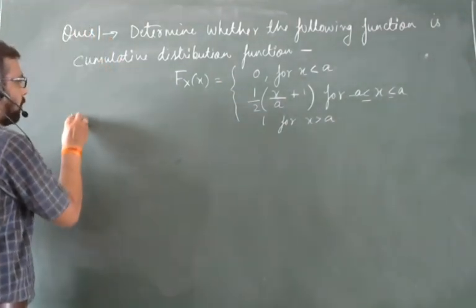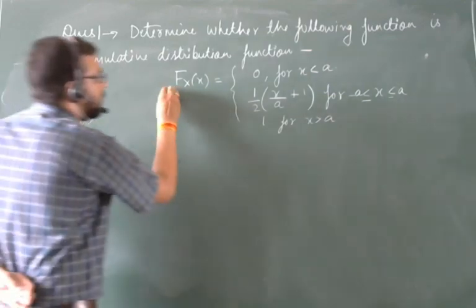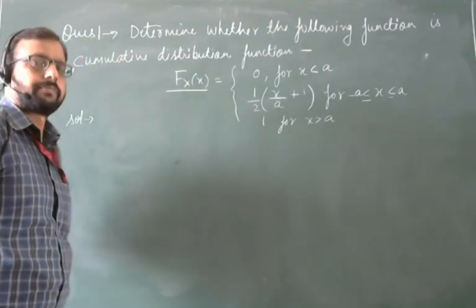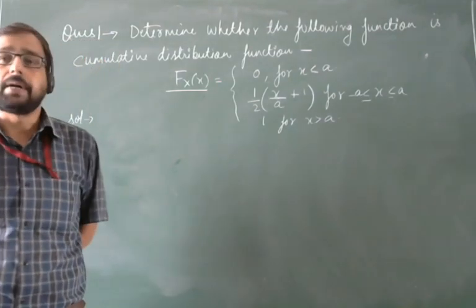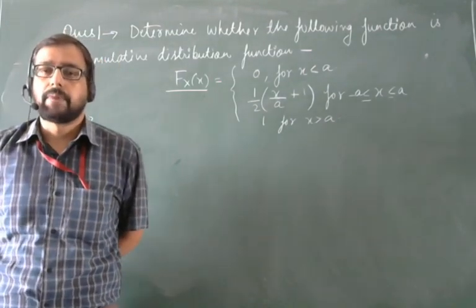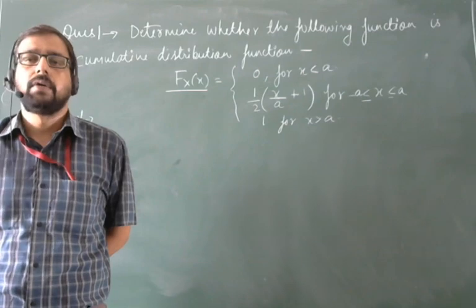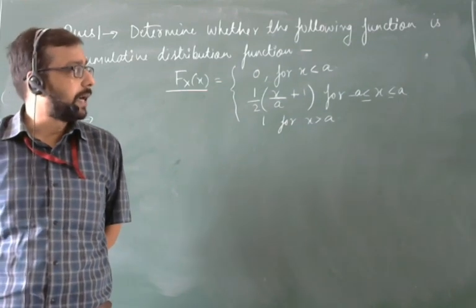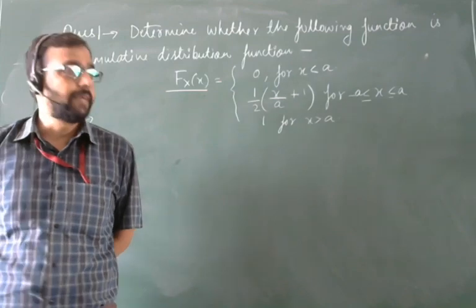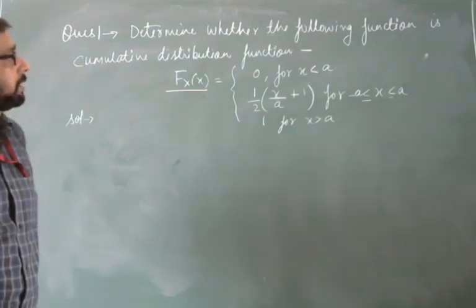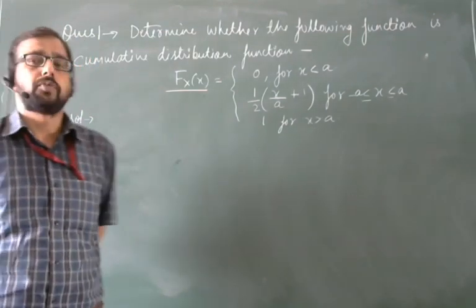So first of all convert this one into the PDF. We have to convert this function into a PDF. Then by using the properties of the PDF we will discuss that if this equation satisfies the PDF conditions, then we can see that it also satisfies the properties of the cumulative distribution function.